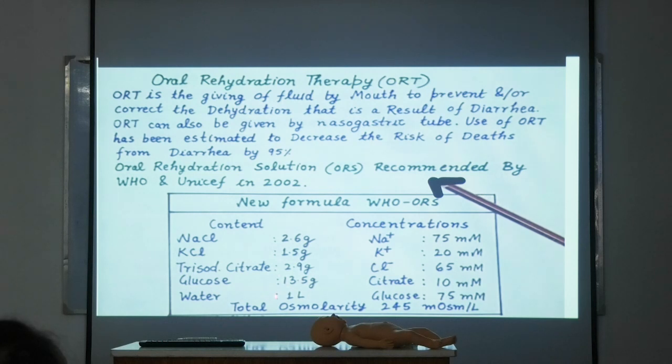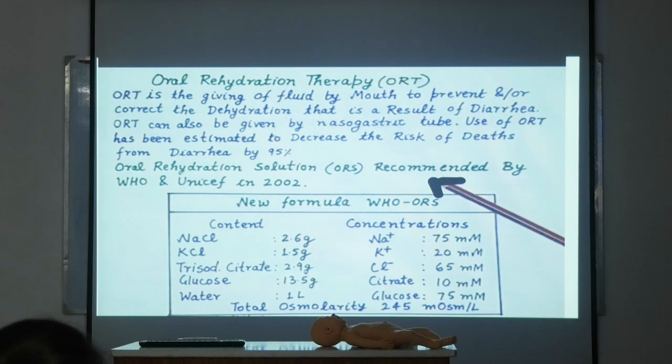Sodium chloride, in 1 liter of ORS there is 1 liter of water, 2.6 gram sodium chloride, 1.5 gram potassium chloride, 2.9 trisodium citrate and 13.5 glucose. এই যে ORS এর প্যাকেট বিক্রি হয়, that packet of ORS contains these substances. ঠিক এই একটা প্যাকেটে ঠিক এই অ্যামাউন্ট অফ প্রোডাক্টস গুলো থাকে। সোডিয়াম ক্লোরাইড এটা থাকে, পটাশিয়াম ক্লোরাইড এটা থাকে, ট্রাইসোডিয়াম এটা, গ্লুকোজ এটা থাকে। এটাকে 1 লিটার জলে গুলে খেতে হয়, ঠিক আছে.